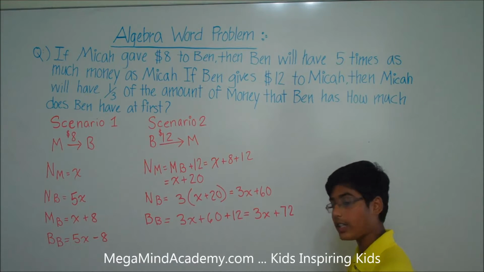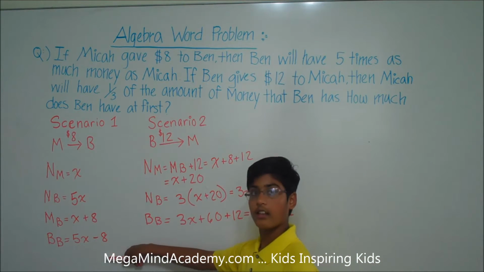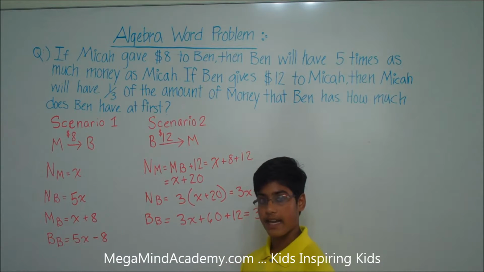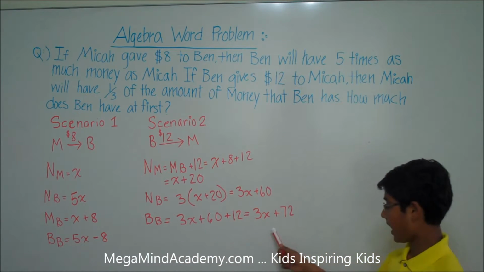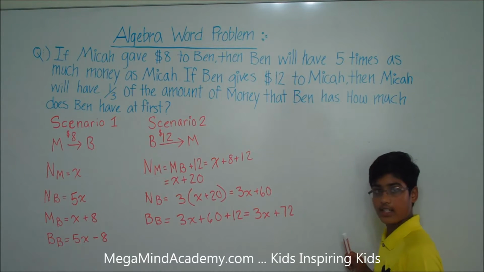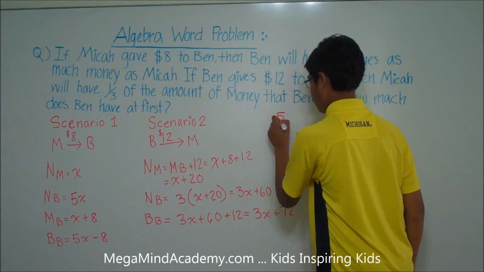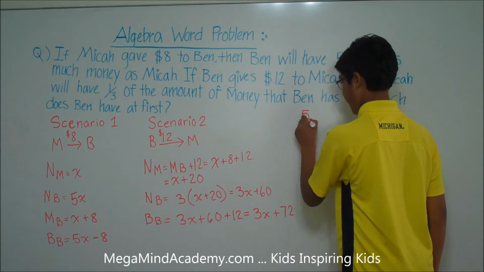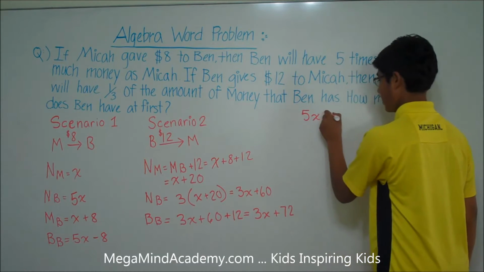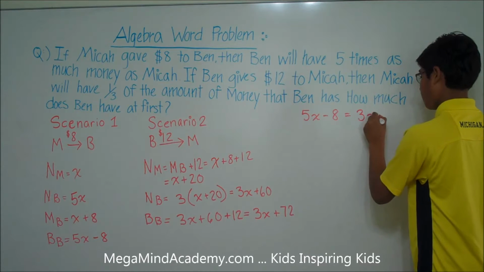But we already know that Ben before would be 5X minus 8. And we know that the money that Ben had before cannot change. So this means that 5X minus 8 is equal to 3X plus 72. Let's write that here. So 5X minus 8 is equal to 3X plus 72.